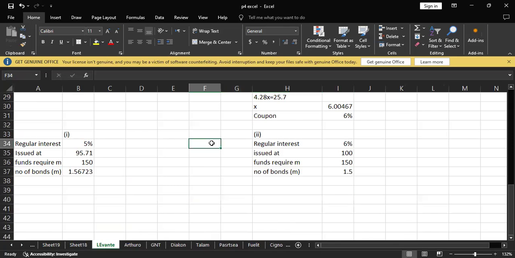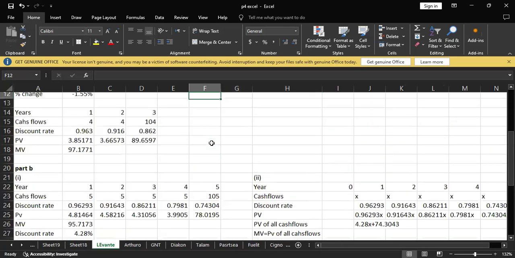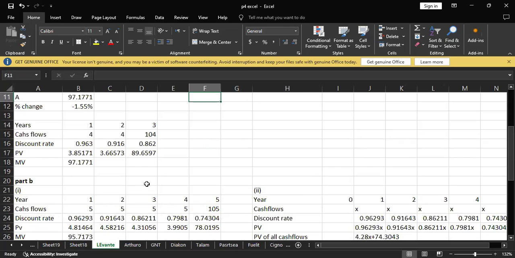Now see guys, in part B, the examiner was asking whether this bond should be issued at a discount or a premium. What was the examiner saying? The first part was whether this bond should be issued at a discount or premium.